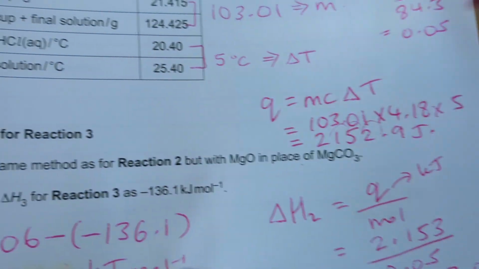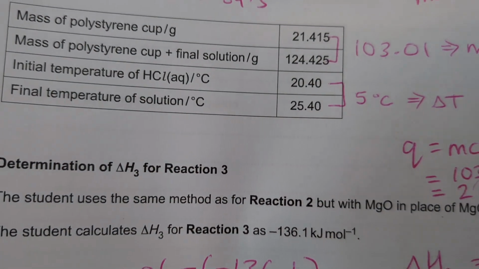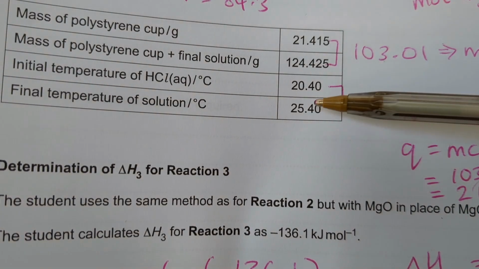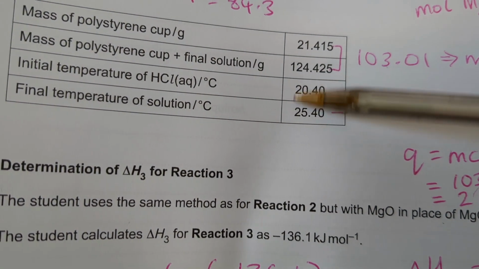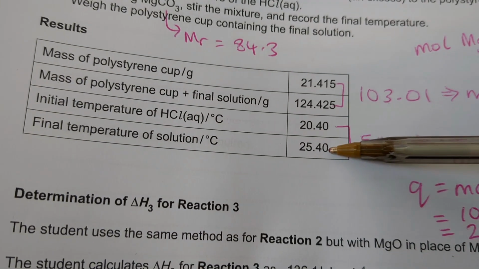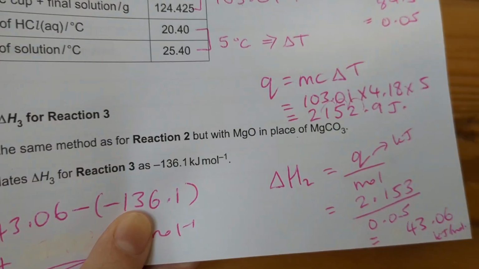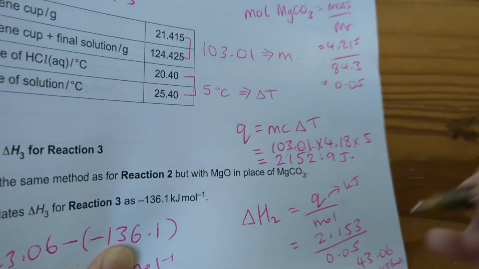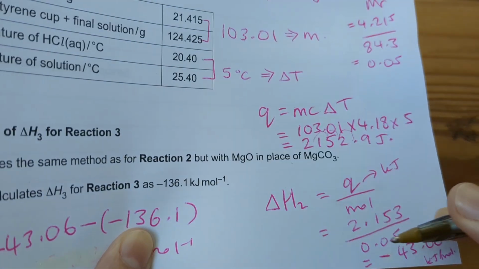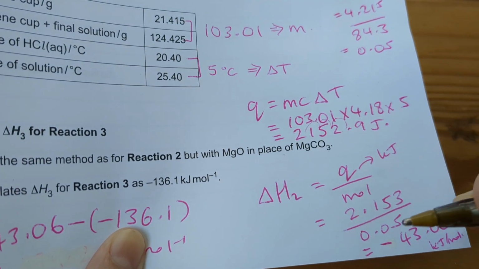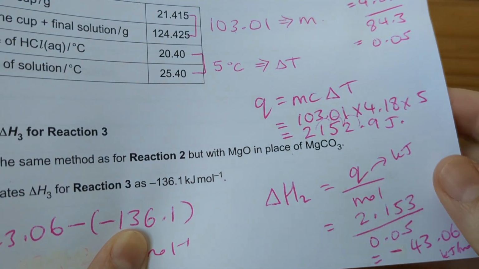We can see that the final temperature was higher than the initial temperature. In other words, we had a temperature rise in that reaction, that delta H2 reaction, which means it was exothermic. If the reaction's exothermic, we have to stick a negative sign on our delta H value. Very important. If we don't, it won't give us the correct answer.